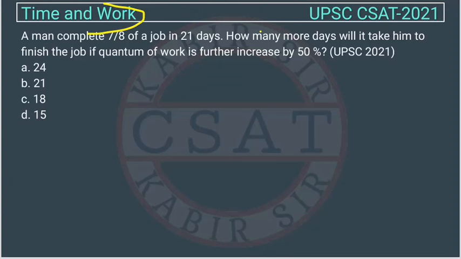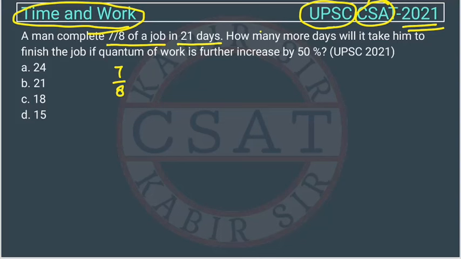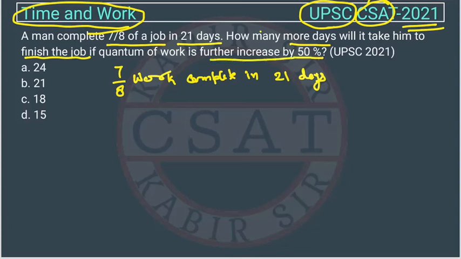So this is a question from time and work asked by UPSC in CSAT paper of 2021. A man completes 7 by 8 of a job in 21 days. So what is given? Given that 7 by 8 of the work is completed in 21 days, right? How many more days will it take him to finish the job, if the quantum of work is further increased by 50%?